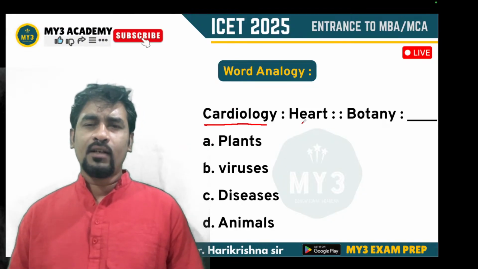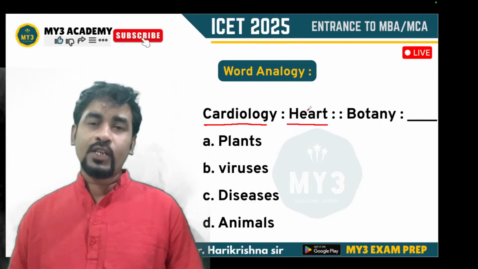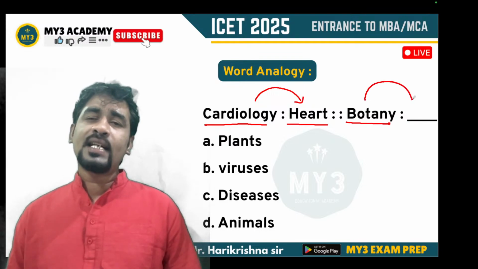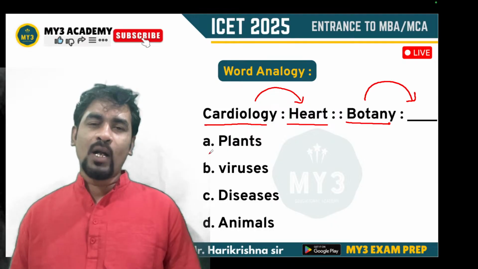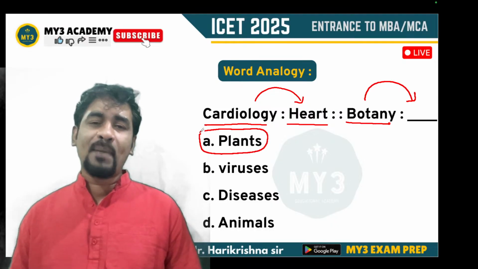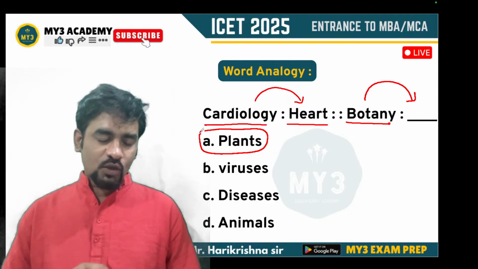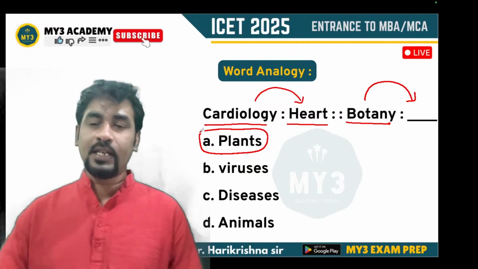So cardiology and heart. How these two are related? Cardiology is the study of heart. Botany is the study of what? So zoology is a study of animals. Botany is a study of plants. So answer must be option A, which is going to be plants. Very good response, Sai Kiran, Swati.